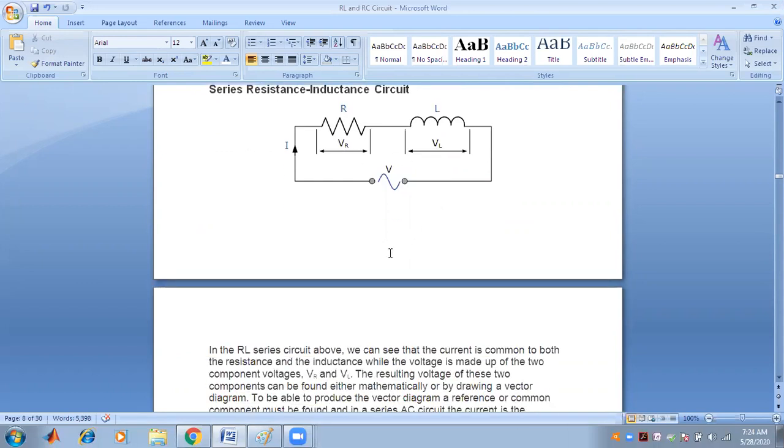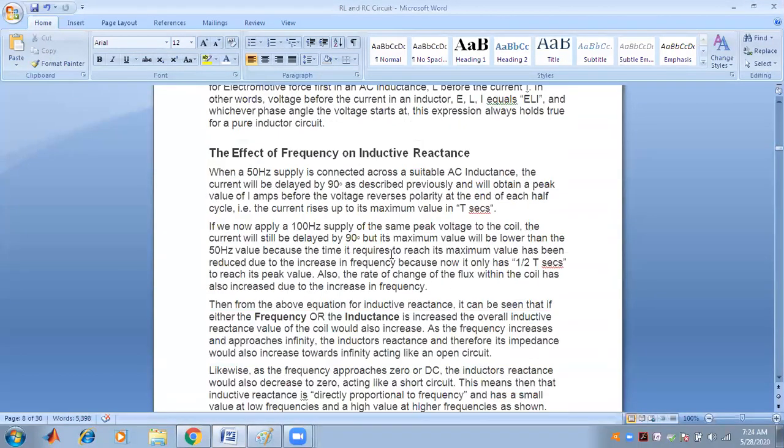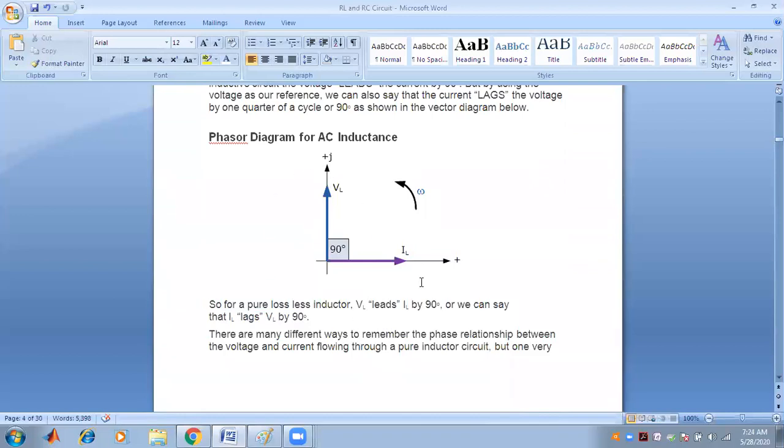We all know, recalling from memory, that for an L circuit, if I take voltage as the reference, the current is lagging. So if I take current as the reference, the voltage will be leading with respect to the current, as in the phasor diagram of an AC inductance circuit. The voltage leads by an angle of 90 degrees with respect to current when I take current as the reference. In other words, if I take voltage as the reference, the current will be lagging by an angle of 90 degrees.